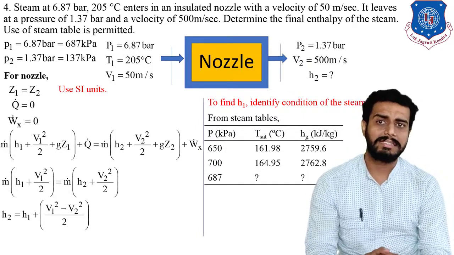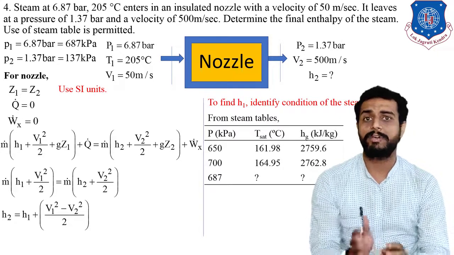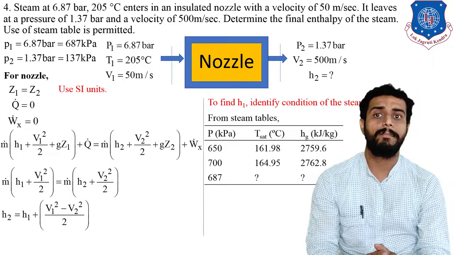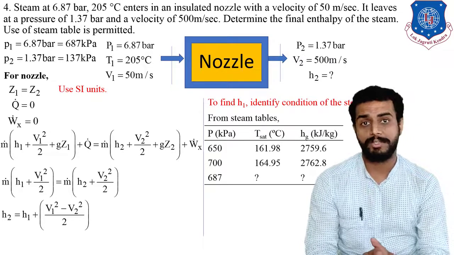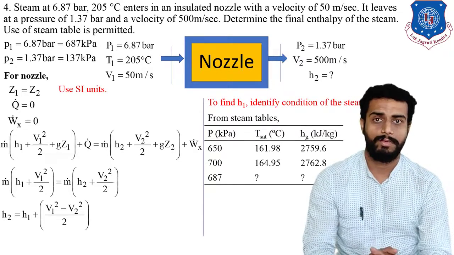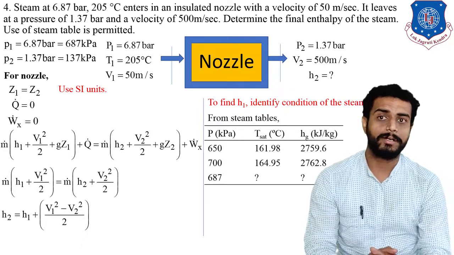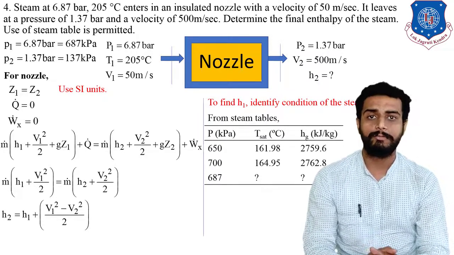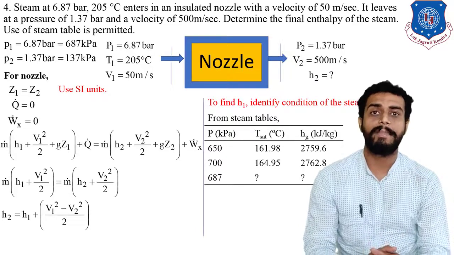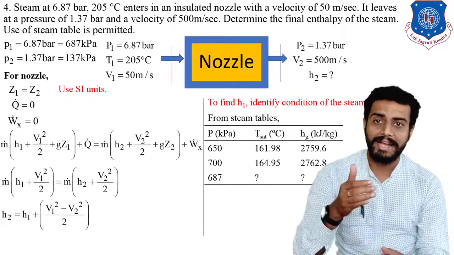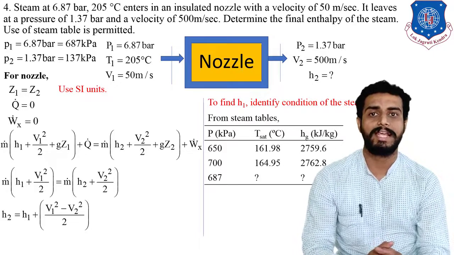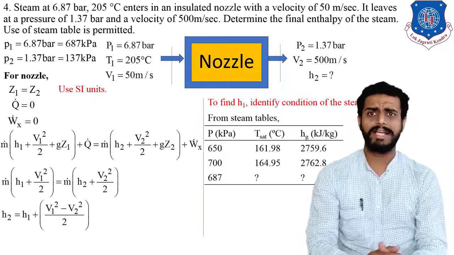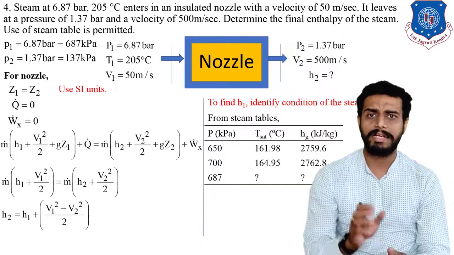Right? So for 687, I don't have any value according to my steam table. This might occur in your examination also. So what to do now? For the given pressure in the given data, we don't have a value available in the steam table. Then what shall we do? We will use the method of interpolation to find out the value of saturation temperature and Hg for our given data. But before that, let me give you one clear thing.